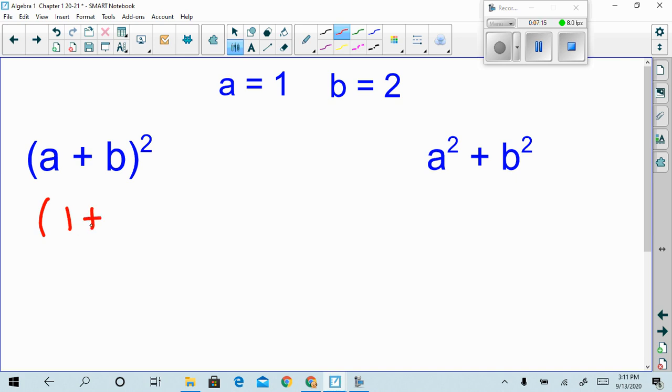Well, if a is 1 and b is 2, and I'm going to square it, order of operations comes into play here. It gives me 3 squared, which is 3 times 3, which is 9.